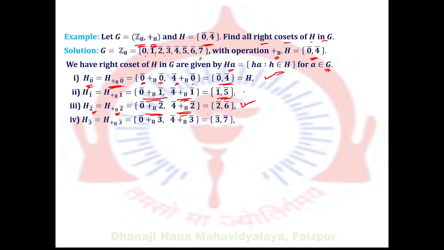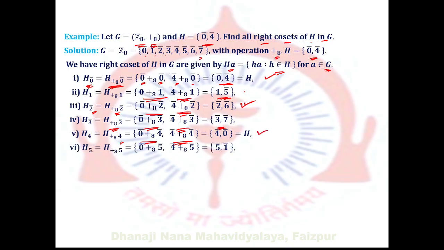So we get the set 2 bar, 6 bar. Then we have H3 bar, meaning here H plus 3 bar. So it is 0 bar plus 3 bar, 4 bar plus 3 bar. So it contains 3 bar, 7 bar. Then H4 bar means here H plus 4 bar. So 0 bar plus 4 bar and 4 bar plus 4 bar. 4 bar plus 4 bar is 0 bar and 0 bar plus 4 bar is 4 bar, modulo 8 operation. So it is again the set H.